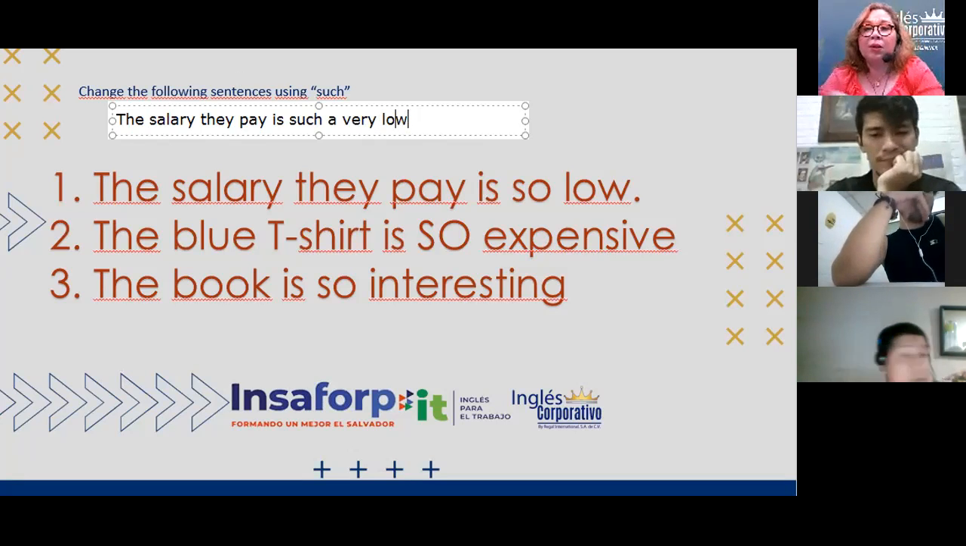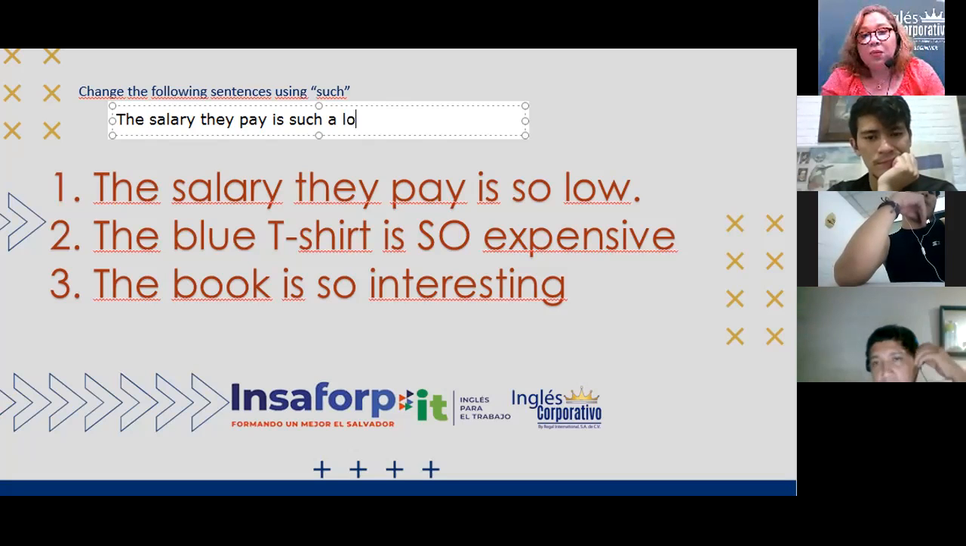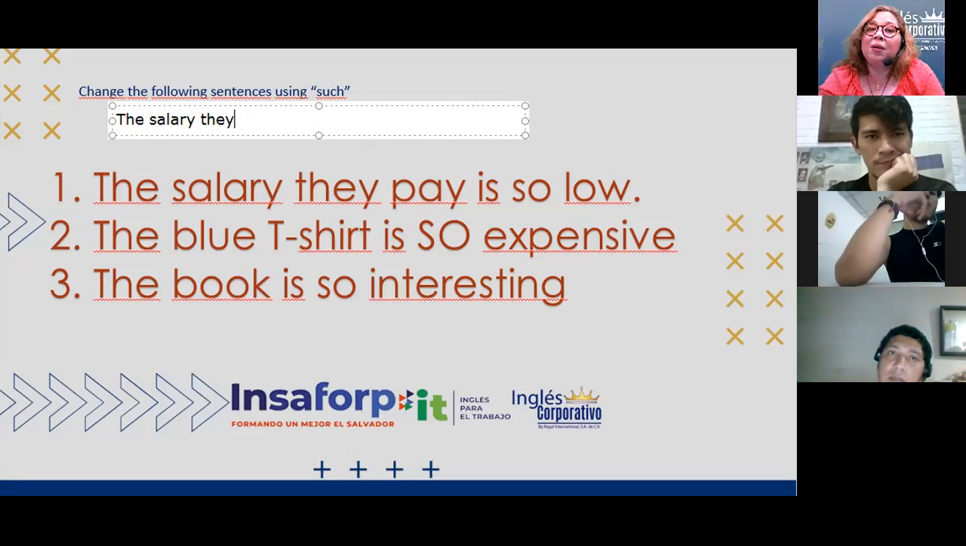Maybe the salary they pay such a... The salary they pay is such low workers. Such, repita, Jovan. The salary they pay is such low workers. No comprendo. Low workers, like this? Teacher, I'm not sure. They pay is such low salary. Okay, por ahí vamos. Vamos a ver.